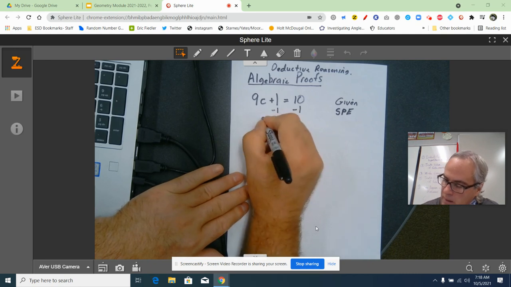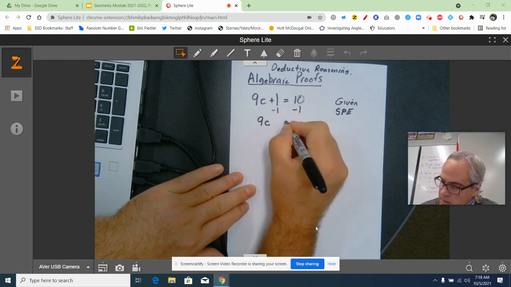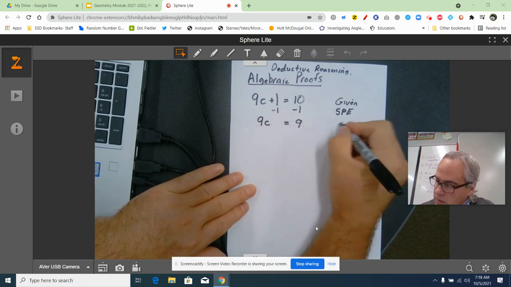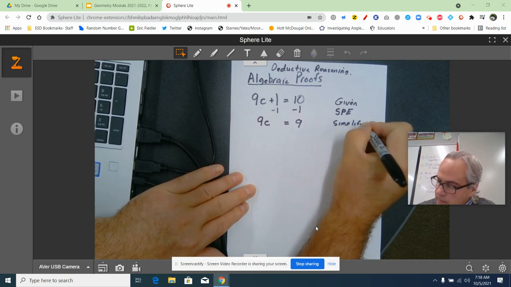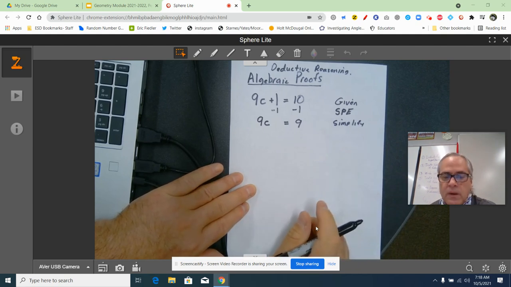Then I'm going to write down what I get: 9c is equal to 9. And we can just call this simplifying or combining like terms. Simplify is what I'm going to call it. Then what do you do?